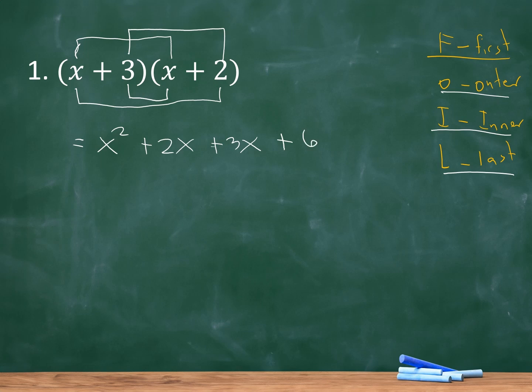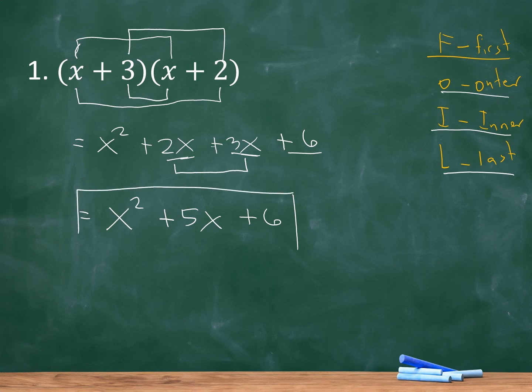Next thing we're gonna do is we will combine like terms. In this case, our like terms are 2x and 3x. We know that they are like terms because they have the same variable, x, so we can add them. To continue, just copy x squared, and then we will add 2x plus 3x. So that's gonna be positive 5x. And then we just copy positive 6. So the answer will be x squared plus 5x plus 6.